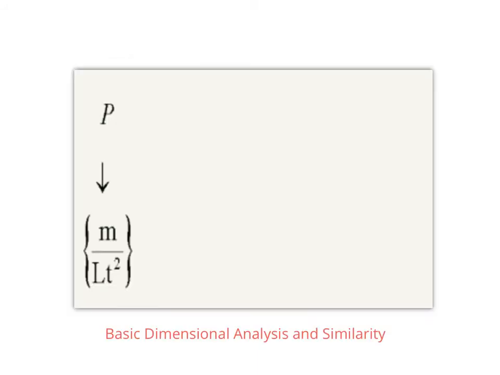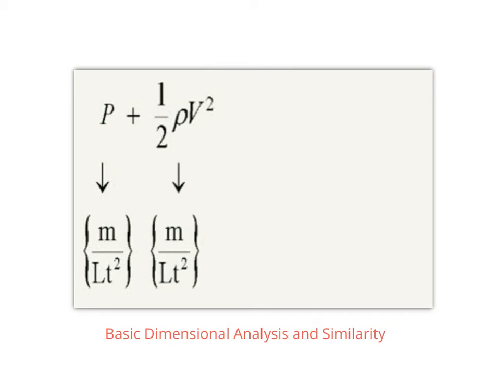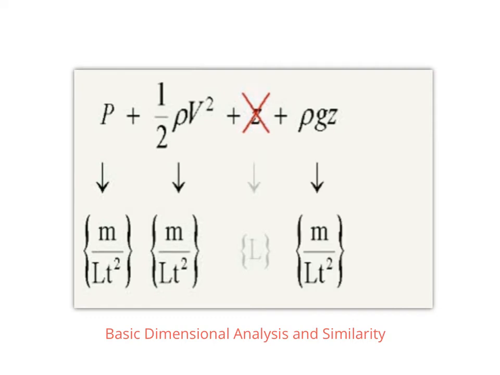Static pressure P is a force per unit area with dimensions of mass over length times time squared. The dynamic pressure, 1/2 rho v squared, has to have the same dimensions. Adding the hydrostatic head z doesn't work because it isn't dimensionally consistent. However, we can instead express the head as a pressure, rho gz, and now it is consistent. Of course, the Bernoulli constant, or total pressure, must have the same dimensions of mass over length times time squared as all the other terms.